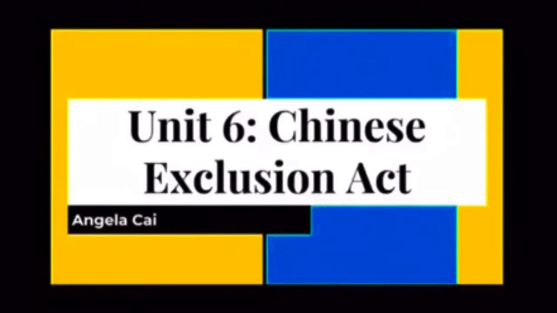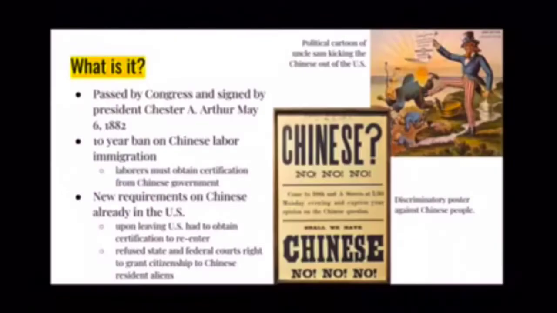This is Angela Kai, and my final APUSH presentation is about the Chinese Exclusion Act, which falls into time period 6. On May 6, 1882, the Chinese Exclusion Act was passed by Congress and signed by President Chester A. Arthur. This act provided an absolute 10-year ban on Chinese labor immigration.